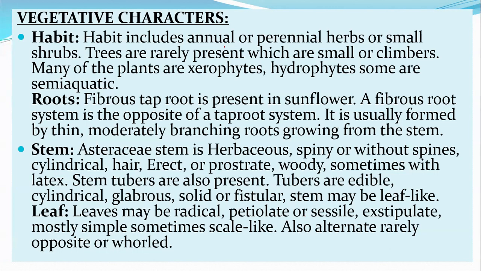Let us discuss vegetative characters one by one, followed by reproductive characters. So talking about habit, mostly these family members grow for one season or one year. Within one year they produce flowers, fruits and soon after die, so they are called annuals. Some plant species are perennial herbs or small shrubs. Trees are rarely present, while climbers are also present.